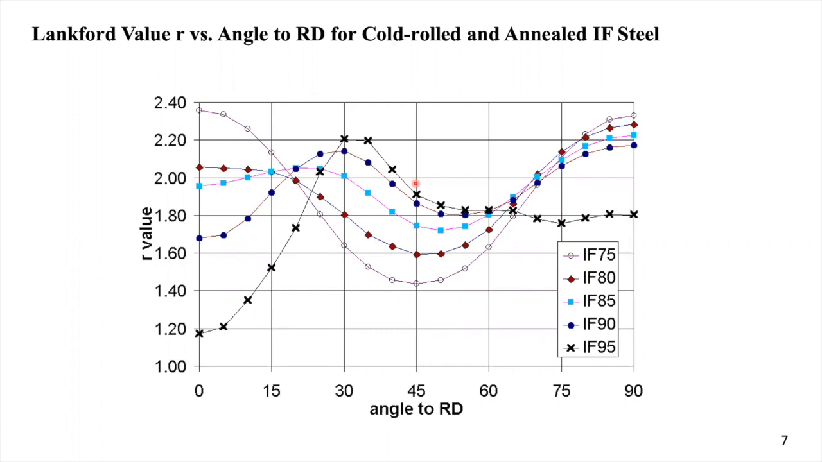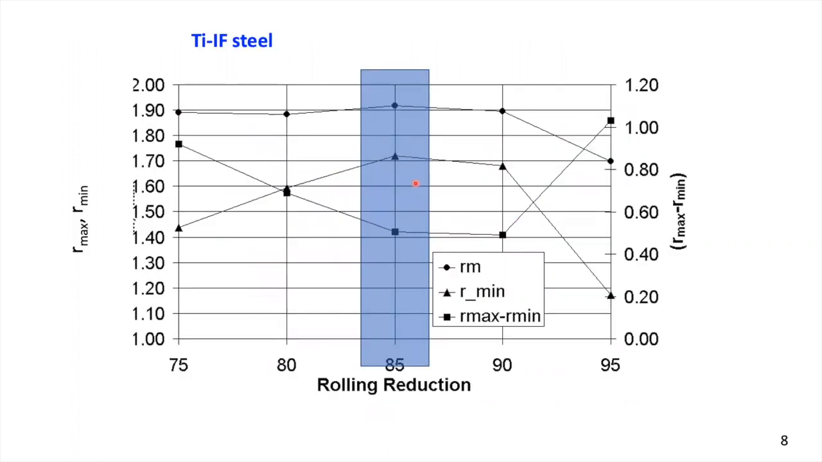anisotropy. So we can calculate these R values from models, and then you can, for example, try to do some property optimization. This is the evolution, for example, of the average R value as a function of rolling reduction, the evolution of the minimum R value, and the evolution of the planar anisotropy.